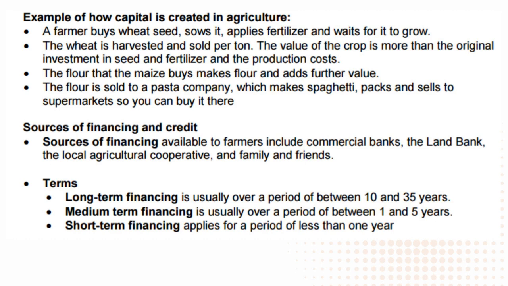Sources of financing and credit. Sources of financing available to farmers include commercial banks, the land bank, the local agricultural cooperative, and family and friends. Terms. Long-term financing is usually over a period of between 10 and 35 years. Medium-term financing is usually over a period of between 1 and 5 years. Short-term financing applies for a period of less than 1 year.